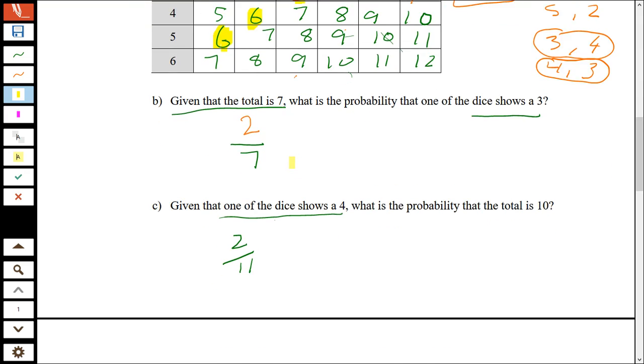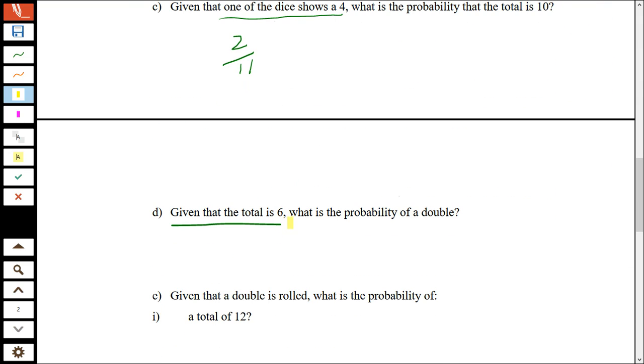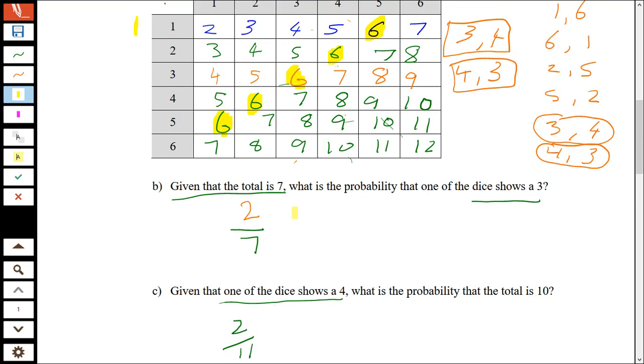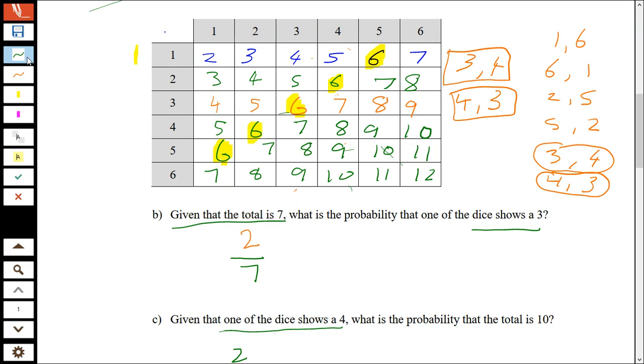So now, scrolling back down, given that the total is 6, what is the probability of a double? So where is the double? Let's have a look. Okay, so the double will be, now where are we at? Double, we've got a double 3. So just, I'm going to find out where my pen's gone. Here we go. Double 3. So this is the only one which contains a double if the total is a 6.